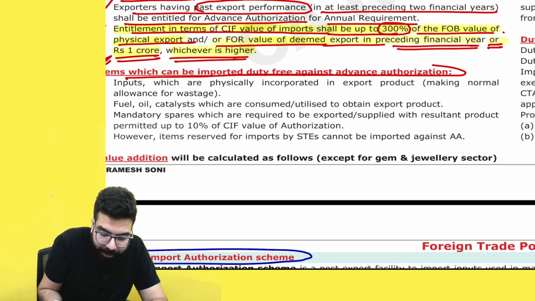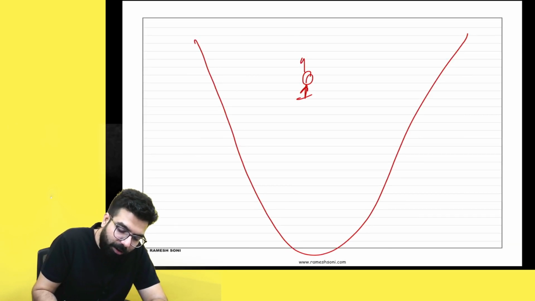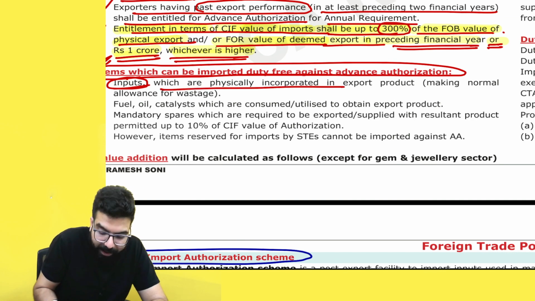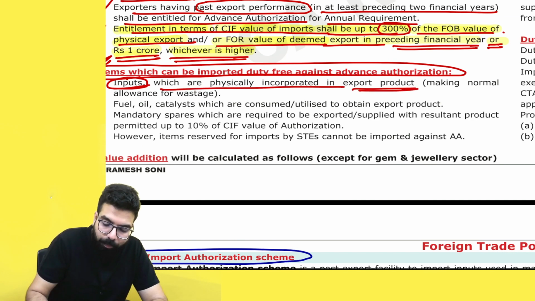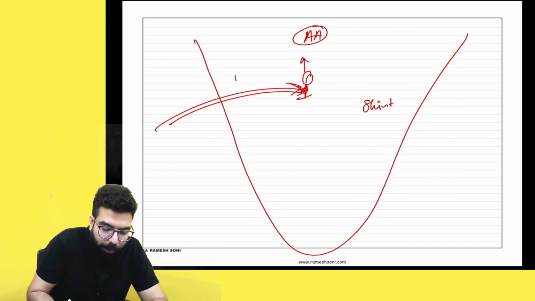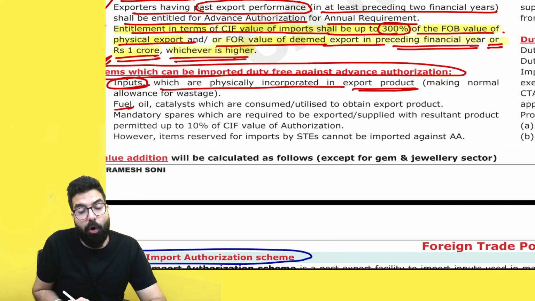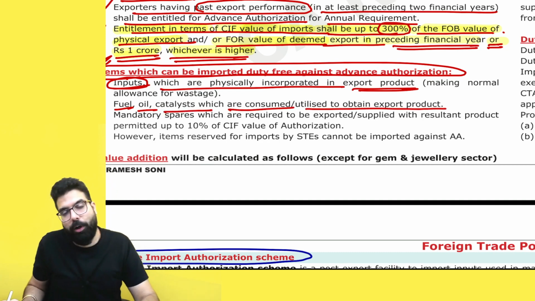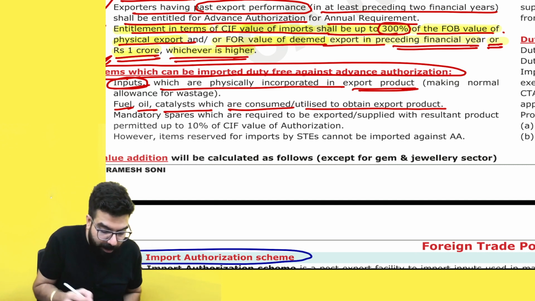Then the next one over here, items which can be imported. Sir, I have got an advance authorization, what are the items I can import? They have gone ahead and told over here, you can import inputs, basically inputs which are physically incorporated in the export product. So supposing I am going to make a shirt over here. For the shirt I need input which is cloth. So cloth I can go ahead and import. Then they are telling fuel, any oil etc, if you require, any catalyst which are consumed or utilized to obtain the exported product, that also you can go ahead and import under advance authorization.